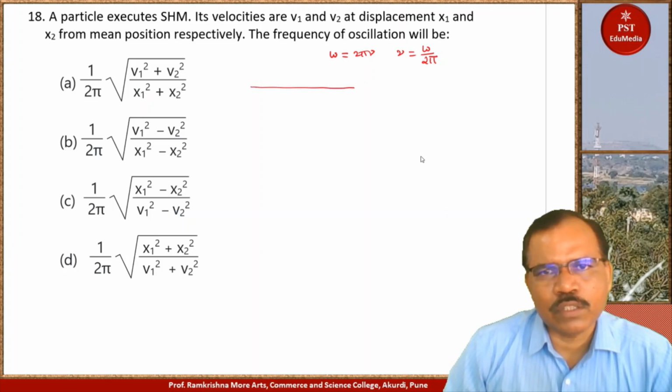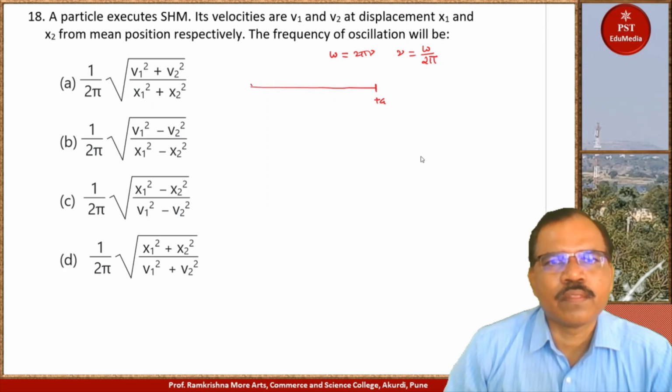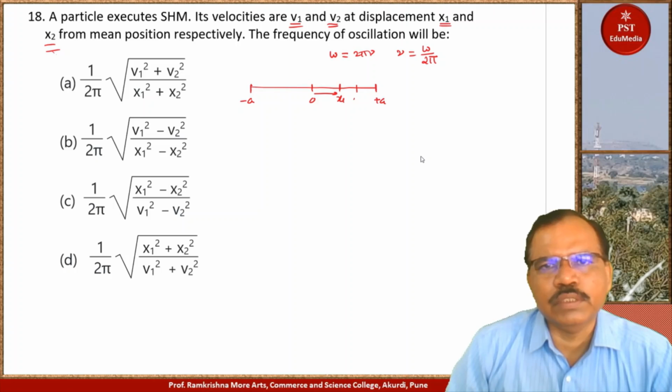So this is path of oscillation. So plus A, minus A, and here equilibrium position. And v1 and v2 are velocities at x1 and x2. So you can take here first position x1 from equilibrium position, second position x2 from equilibrium position. At x1 velocity will be v1, at x2 velocity will be v2.